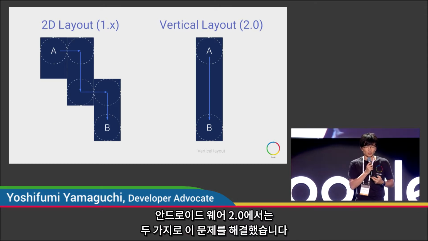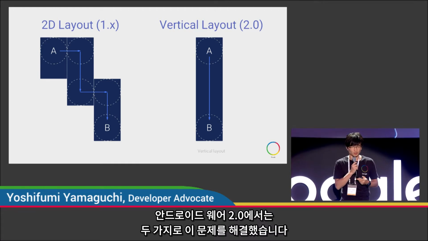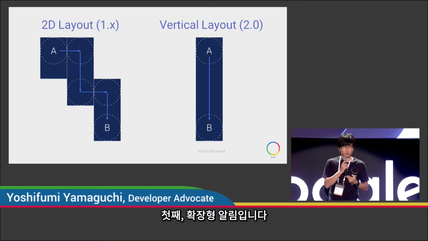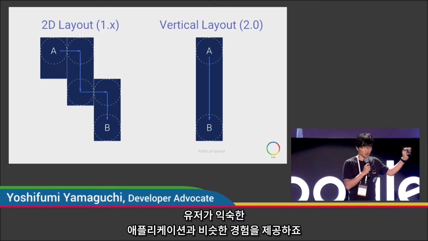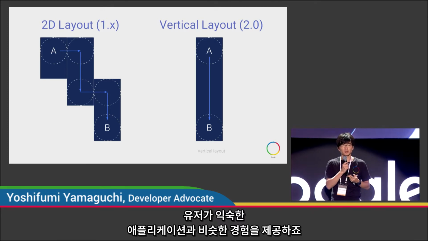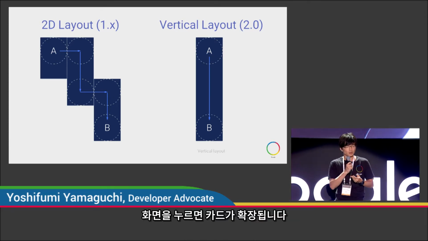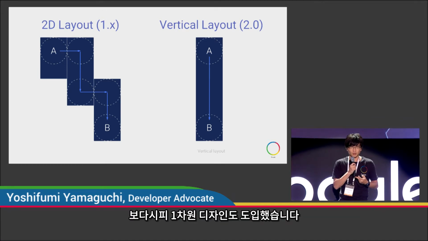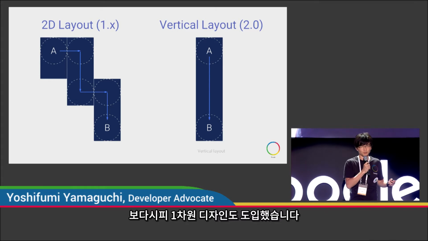So in Android Wear 2.0, we are doing two things to address this. One is the expanded notification, which introduces an application-like experience familiar to the user, where you tap to expand the card. And then also we introduced a one-dimensional design, as you see.